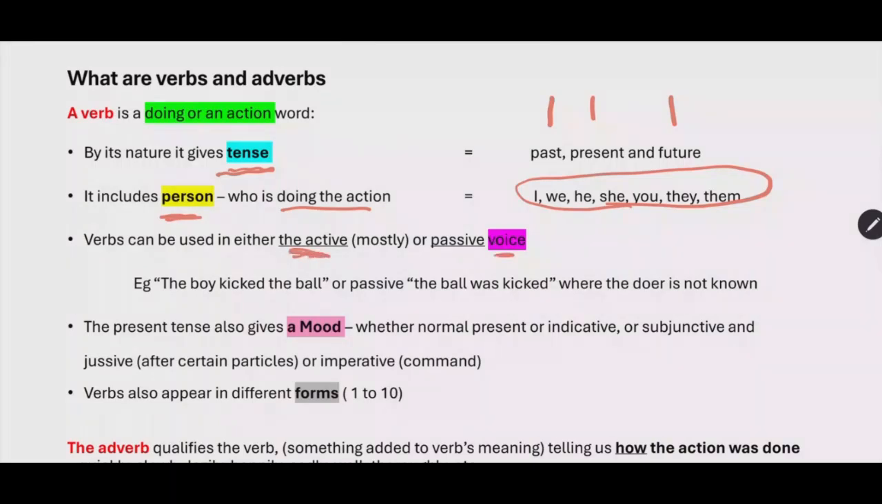Active is the main voice, 90% of the usage, and sometimes with passive. Now, just to give you an example: the boy kicked the ball. Here it's the boy that's doing this action. But you can say the sentence even in the passive, where the ball was kicked, where we don't know who the doer is. So this is an example of passive voice.